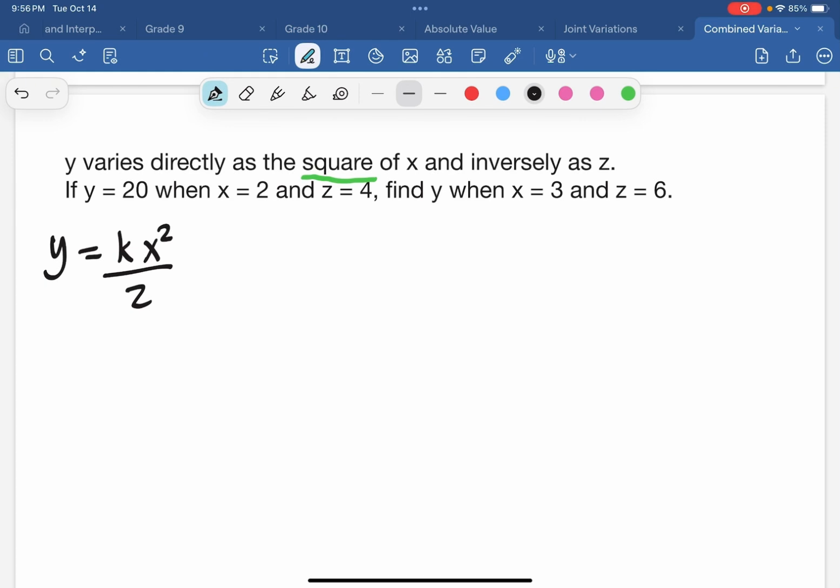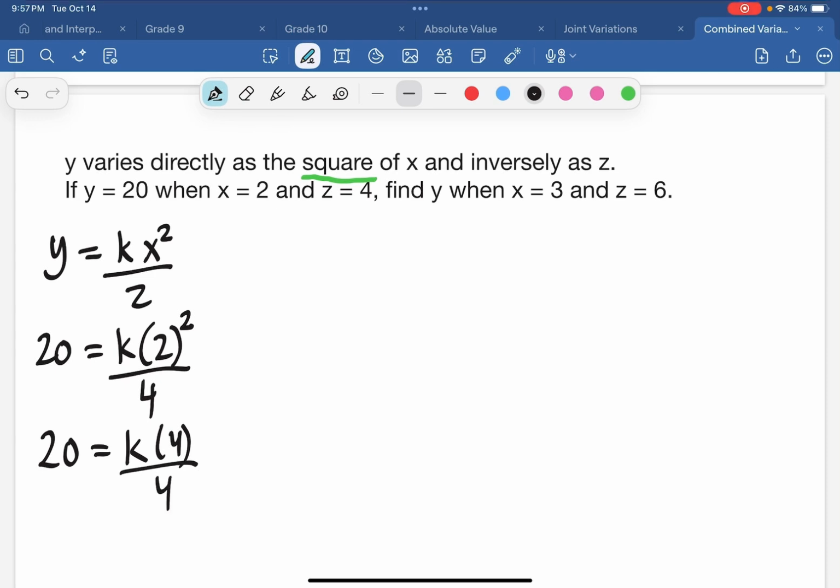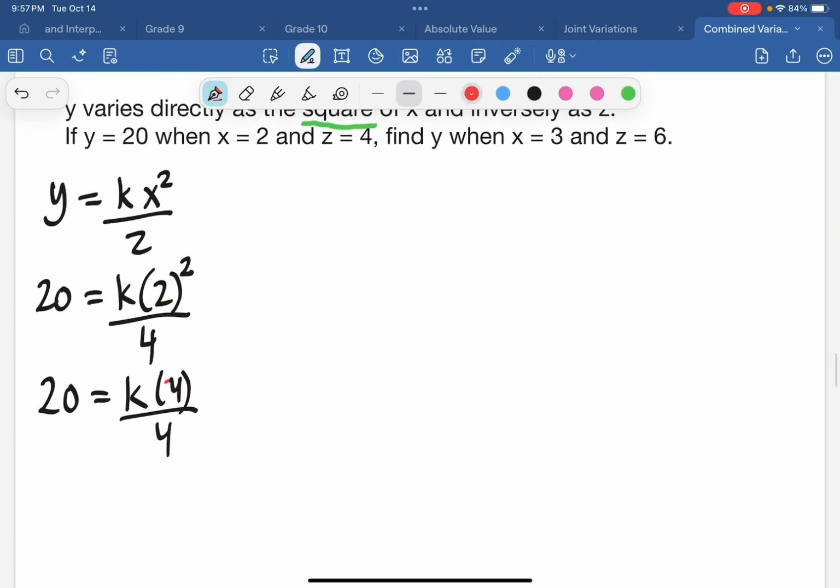So the value of y here is 20. We don't have a k yet, but we have an x, which is 2, and then don't forget the squared, over z, which is 4. Now, we have 20 equals k, 2 squared is 4, over 4. And based on this, you could just directly cancel. So that means the value of k is 20.